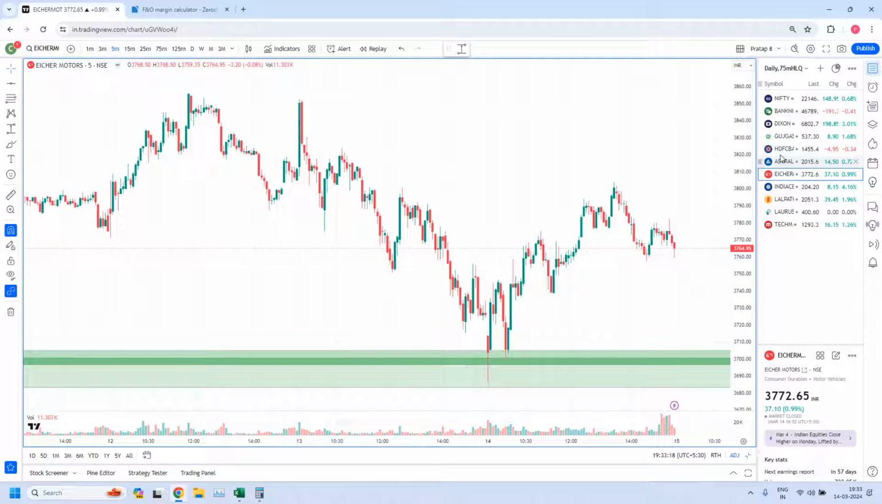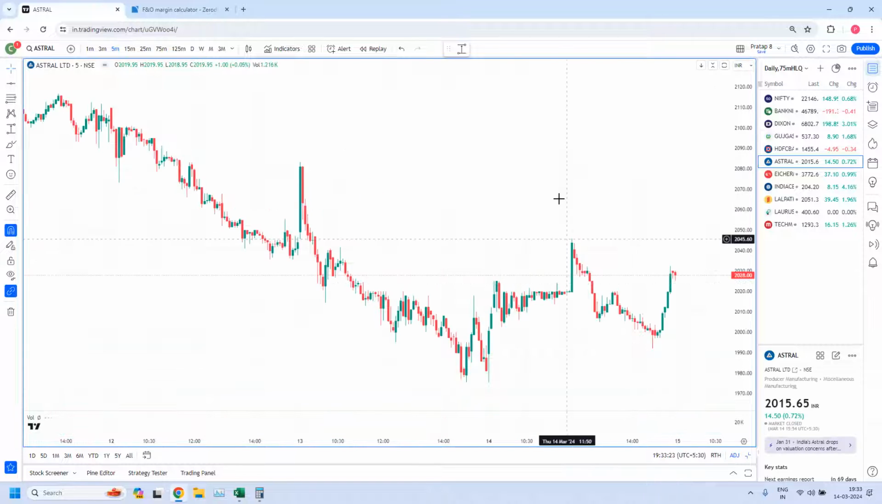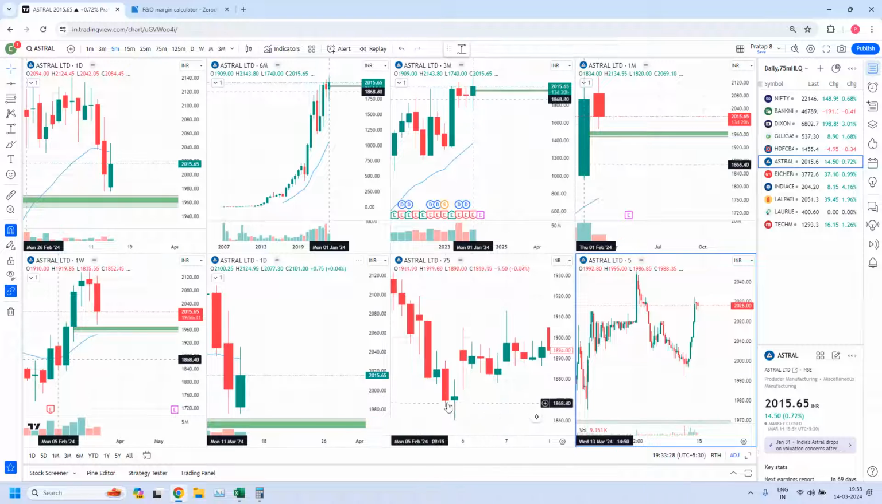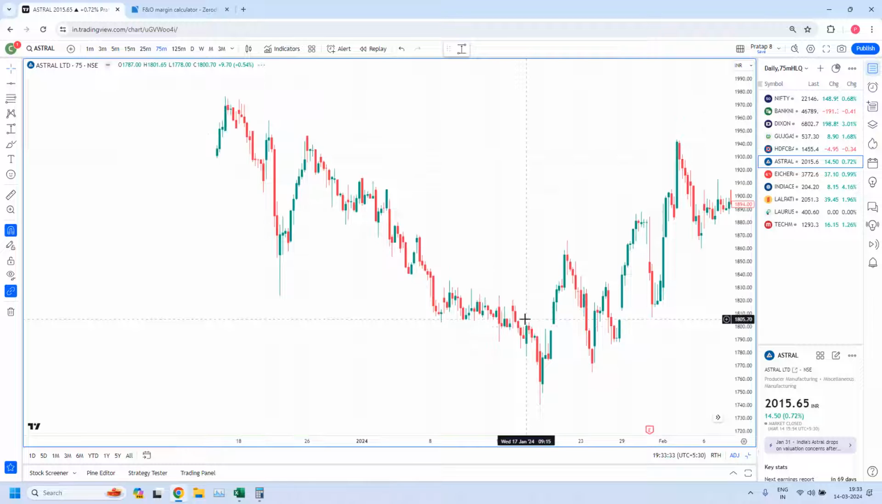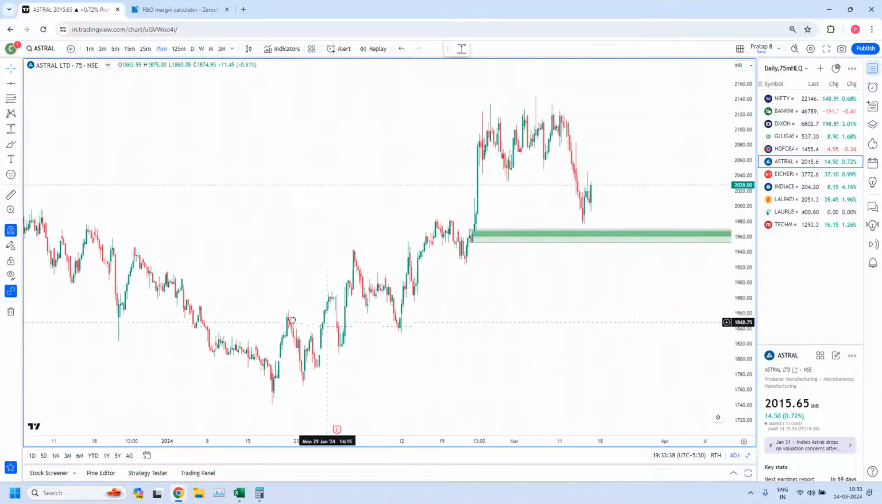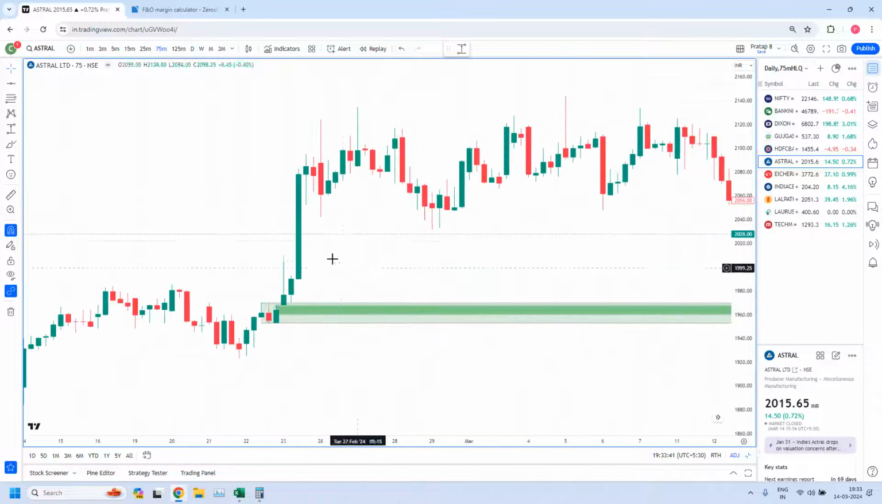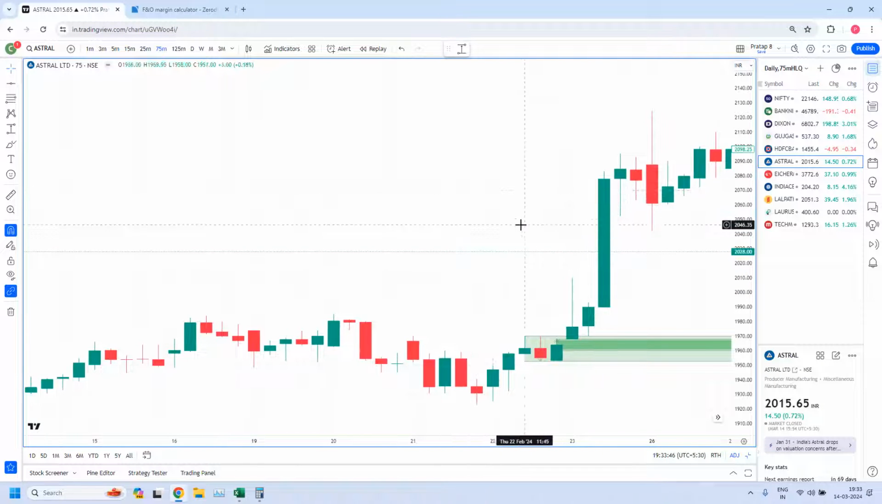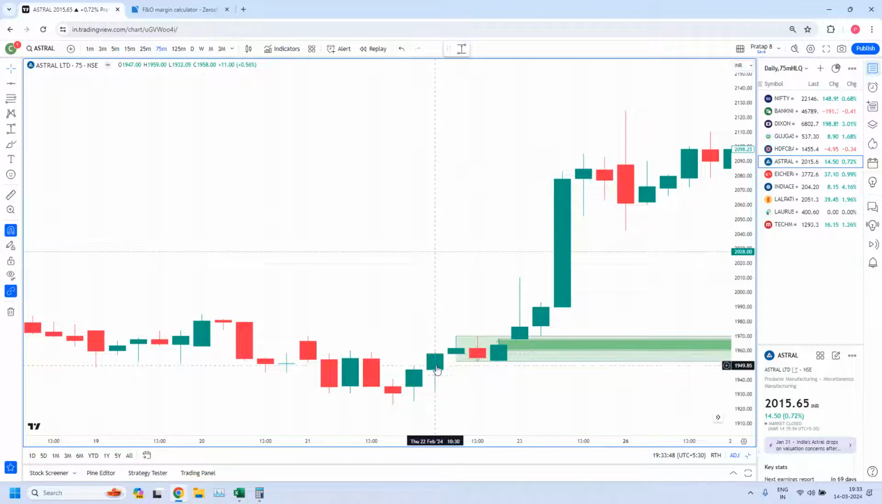So apart from that, four more zones were not executed. One is Astral. Astral is also a 75-minute high liquidity zone. Prices came very close to the zone, but didn't get it. Even if you add the buffer, it won't come into the entry level. This is the 75-minute zone. We have a leg candle, 1, 2, 3 base candles, and we have a rally candle.